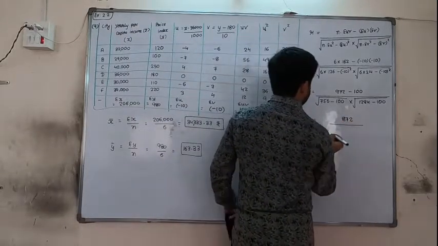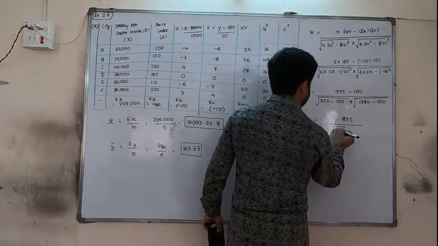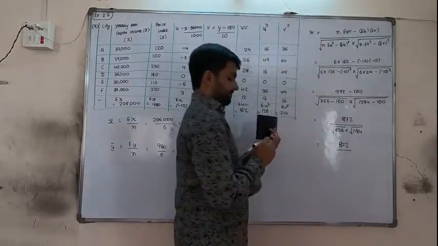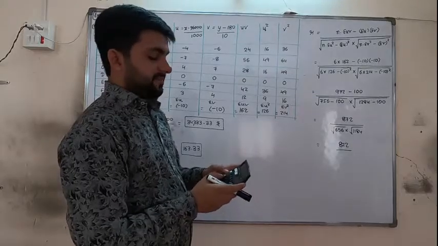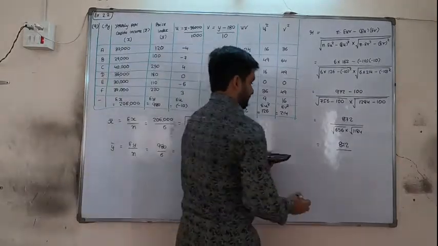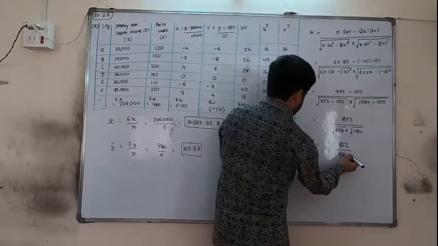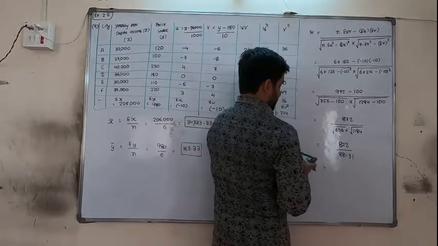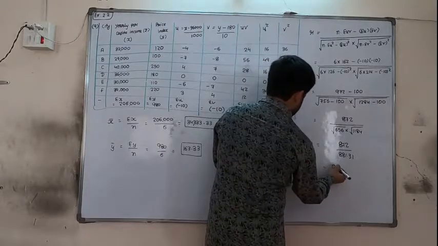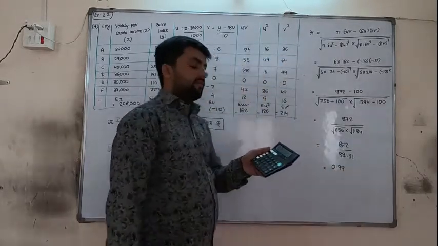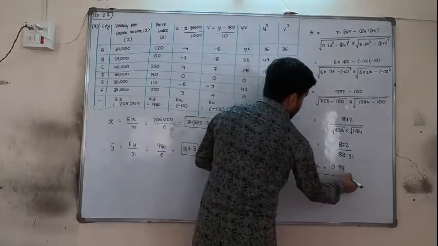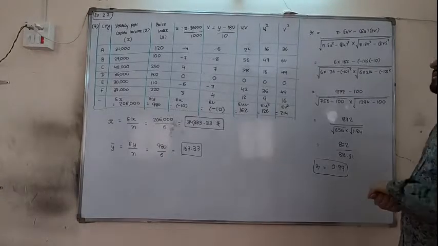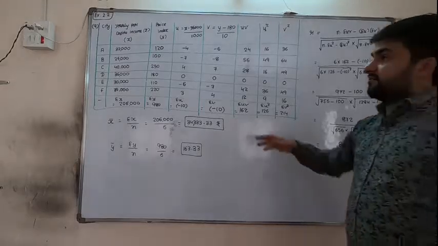So 872 divided by square root of 656 into 1184, which is 881.31 in the square root. Okay, so 872 divided by 881.31 is 0.99. Why 0.99? 0.989 is there, so 0.99. This is our answer. Okay friends, we have completed a sum with scale transformation where the values are large.